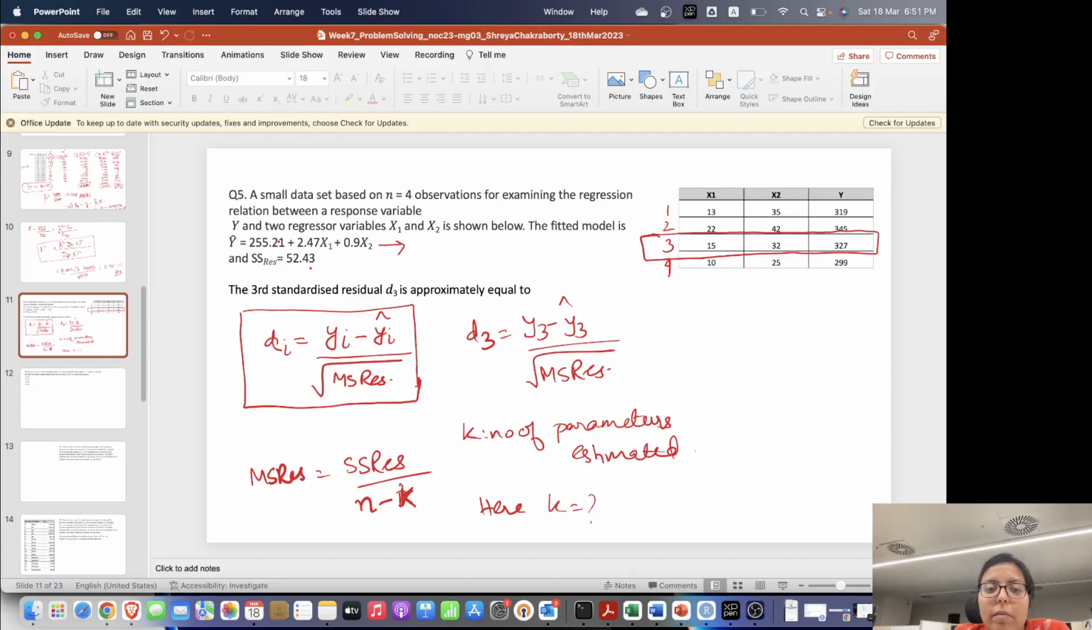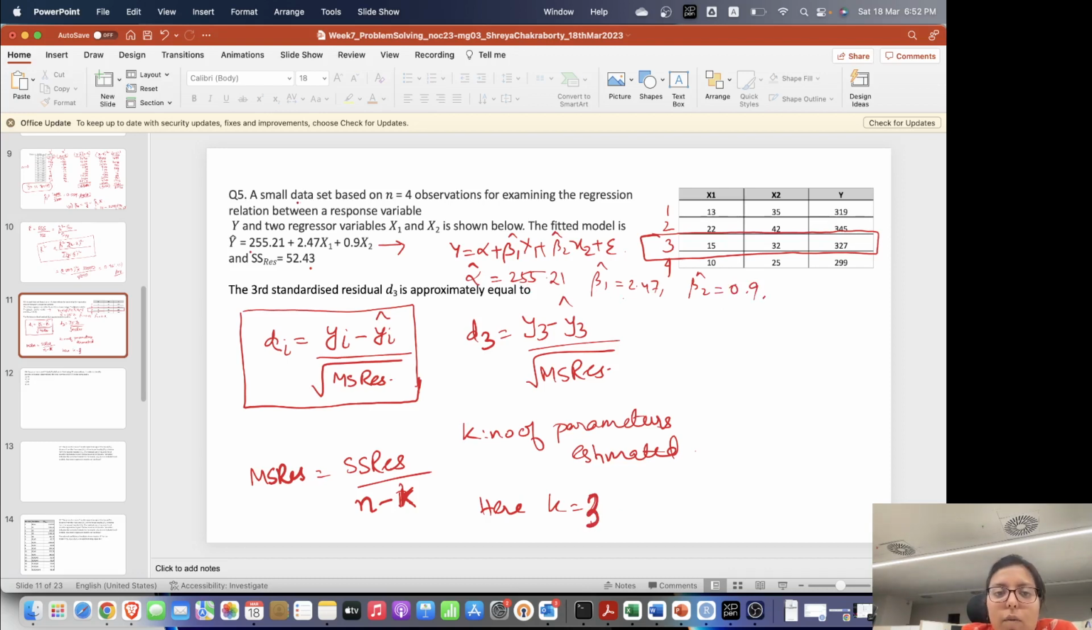k is the number of parameters estimated. So k is essentially this equation. Note that this is yi hat. So y would have been some alpha plus beta 1 hat x1 plus beta 2 hat x2 plus epsilon. Here we have alpha hat as 255.21, beta 1 hat as 2.47 and beta 2 hat as 0.9. So 3 parameters they have estimated. So here k is 3.